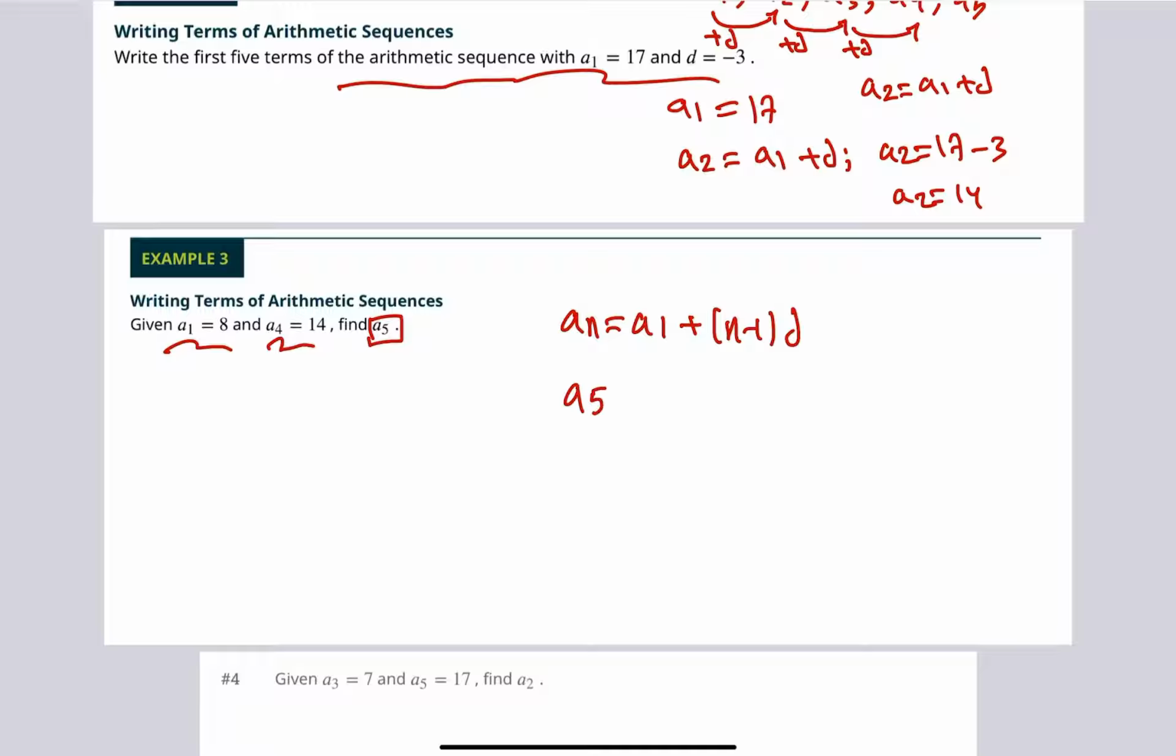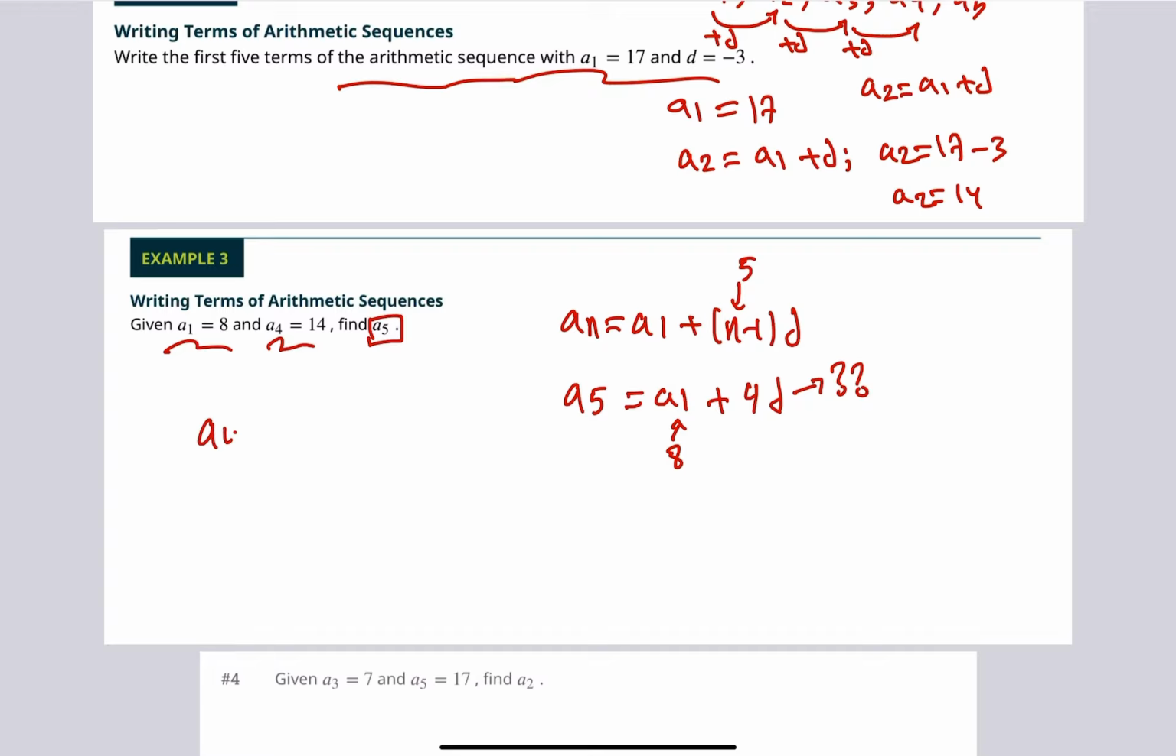So A5, that's what I'm searching for, equals A1, which I'm given, which is 8. And then I have 5 minus 1, right? Because this is 5. I'm left with 4 multiplied by d, but the thing is I don't have d. So how do I find d? That's the question. Well, to find d, I'm going to actually use A4.